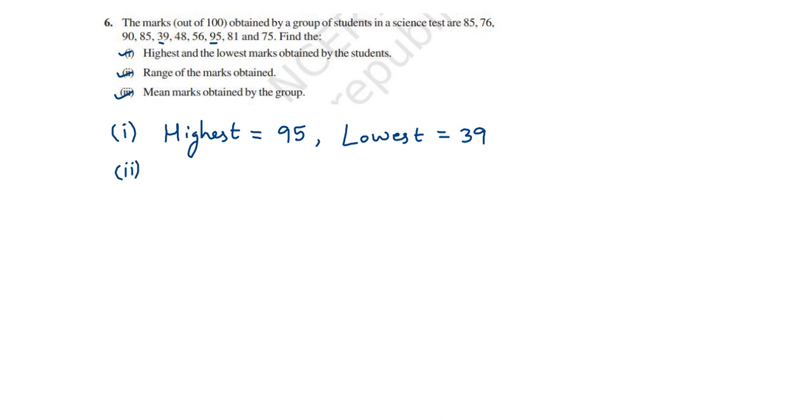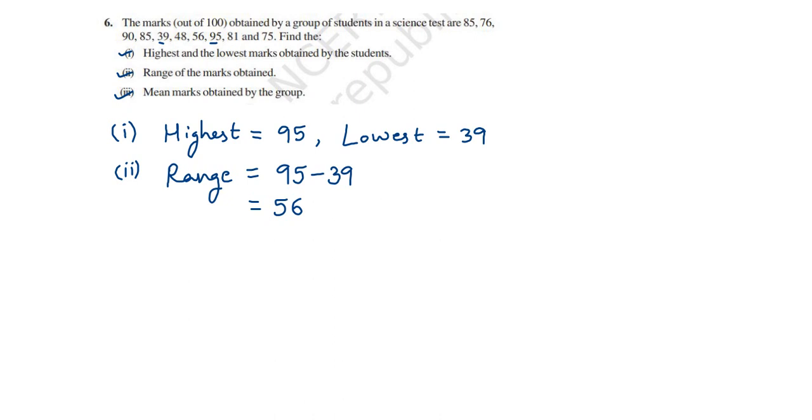So range means highest observation minus lowest observation. So we have already found the highest and the lowest observations in the first part. Now we will find the range as the difference of these two. So range will be 95 minus 39, which comes out to be 56. So range of these marks is 56.